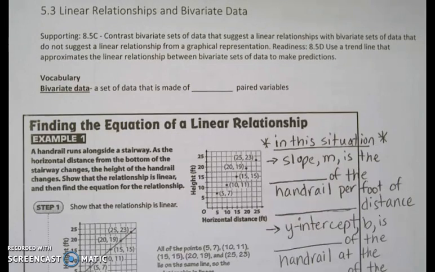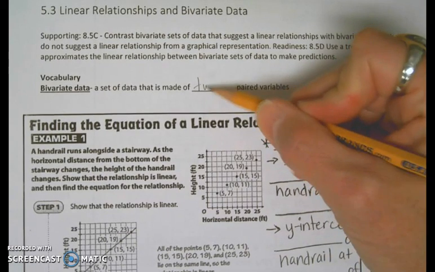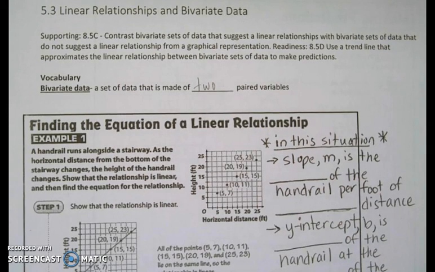Linear relationships and bivariate data. Bivariate data is a set of data that is made of two paired variables. Finding the equation of a linear relationship.